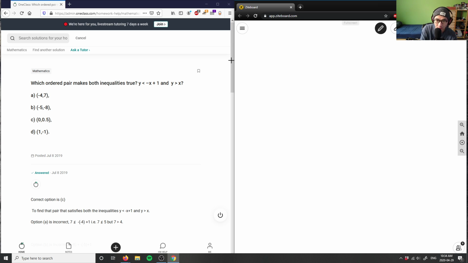Okay, so let's look at 9 here. So I have these inequalities here. Y is less than -x plus 1, and then y is greater than x. So I have these 2 conditions, and which ordered pair makes both inequalities true? So let me try A here. A is -4 and 7, right? So this is my x value and my y value.